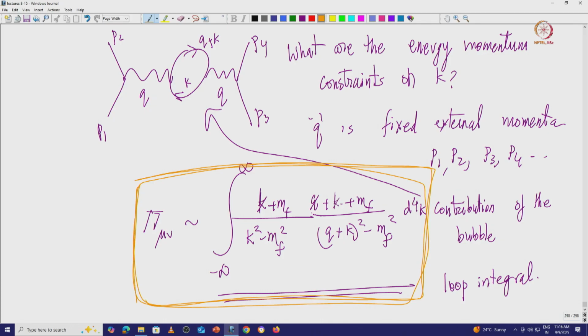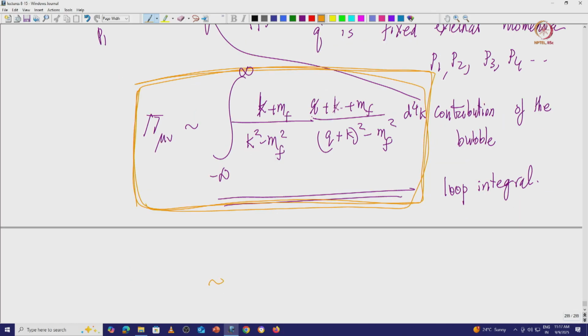Not exactly this form, but if the bubble has this form, the other one has another form. Now the limits of this integral are large k. If k is very large, you can neglect m_f and q and everything, so you can see what this thing will look like, and whether the integral diverges or converges.